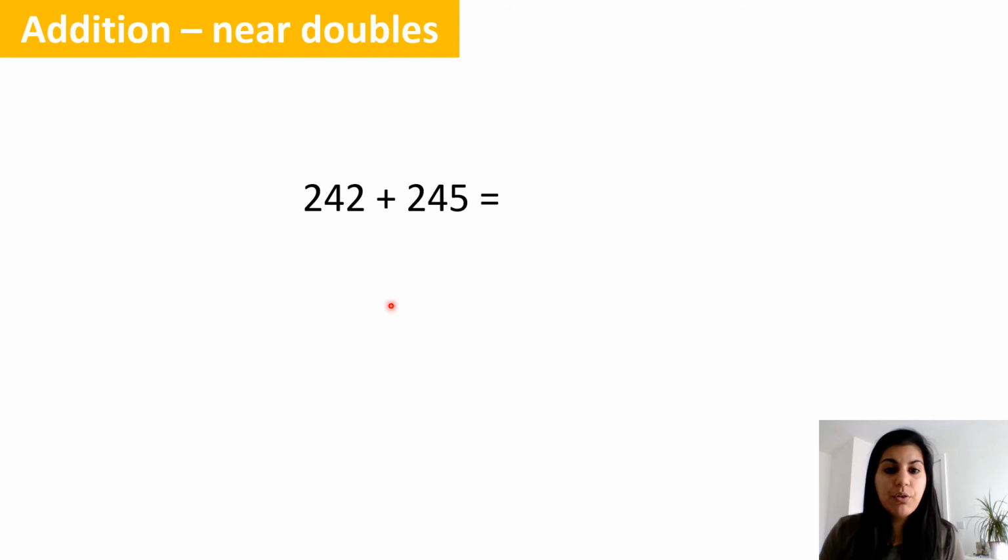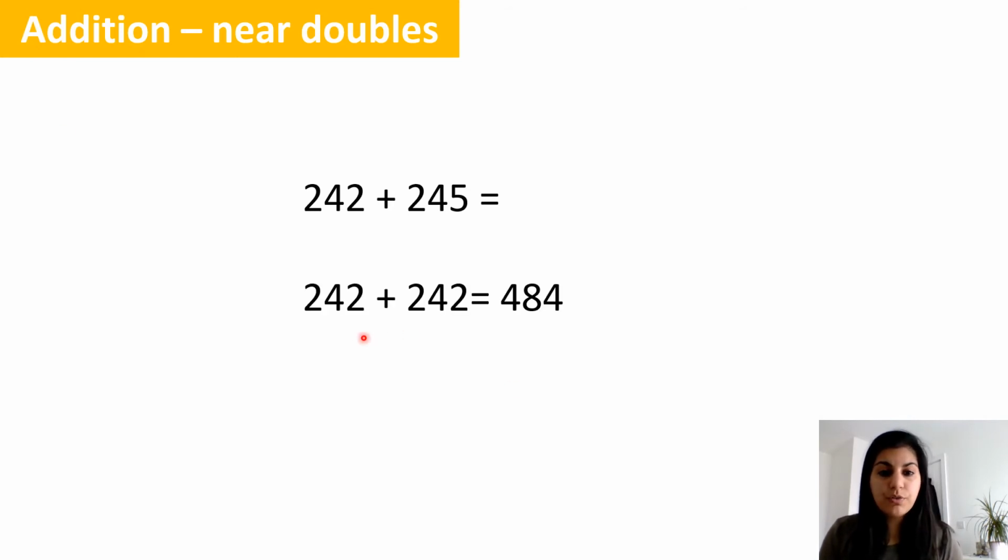So here I've got 242 add 245. Now near doubles works when our numbers are almost the same. So you can see 242 and 245 are very close to each other. They're only 3 digits off. So I could do this as a near double calculation. So I could do 242 add 242 equals 484.